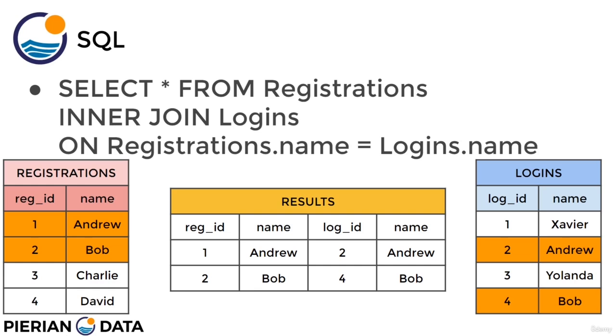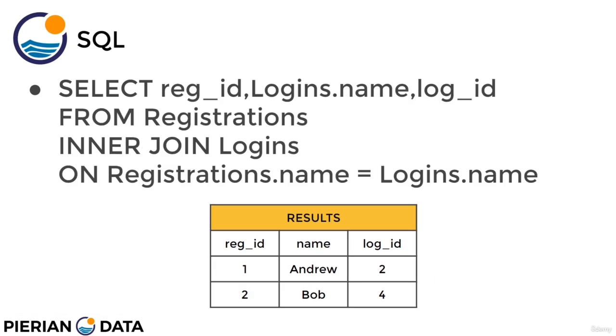Again, an inner join is looking for matches that exist within both tables. And here we're saying select all the columns. Notice, because we said select all the columns, the name column happens to be duplicated or repeated twice because there's both a name in the registrations and a name in the logins. If you wanted to get rid of this duplication, what you can do is specify what columns you want. So here I'm saying select registration ID, logins.name, then login ID from registrations inner join logins on registrations.name equals logins.name.